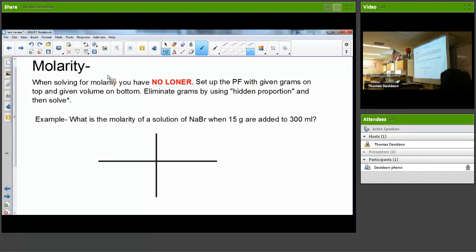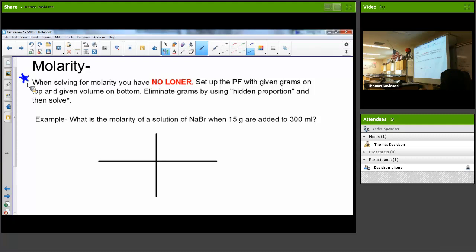In molarity, okay? Now, I've said a ton about molarity. This is the most concise way I can think to put it. If it helps you, great. If it doesn't, I'm sorry. But when you solve for molarity, you have no loner. It's the only one that doesn't have a lone thing in the top left. Everything else does.